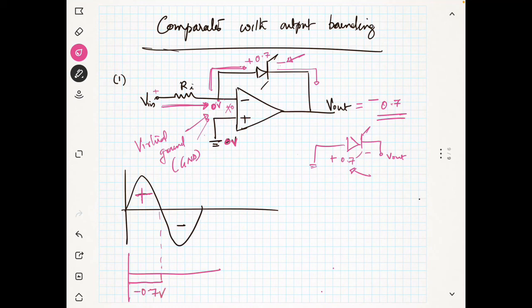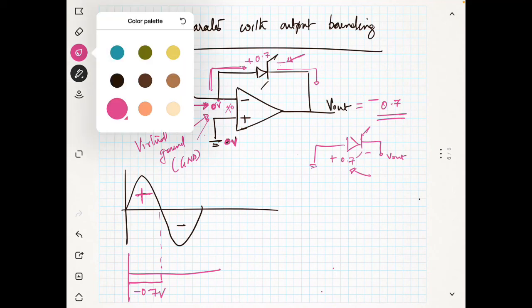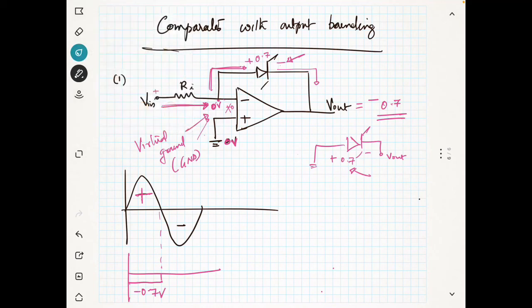So the output will be minus 0.7 volt. Now if the input is negative, what will happen? That is another story actually. If the input is negative, then the output will be positive. Am I correct? Why? Because the negative input is applied to the negative terminal, so negative of negative becomes positive. So the output is positive, and the current will be flowing back like this, because current always starts from positive and goes into the negative. So the current will be flowing back.